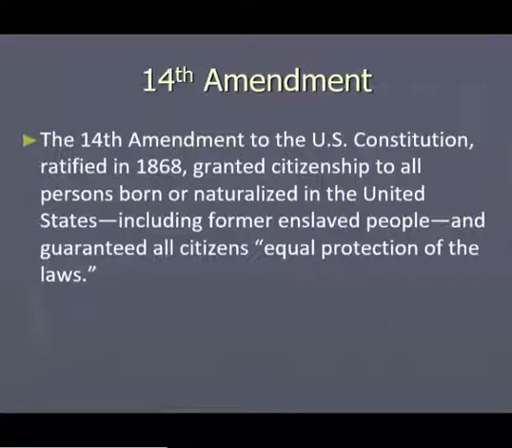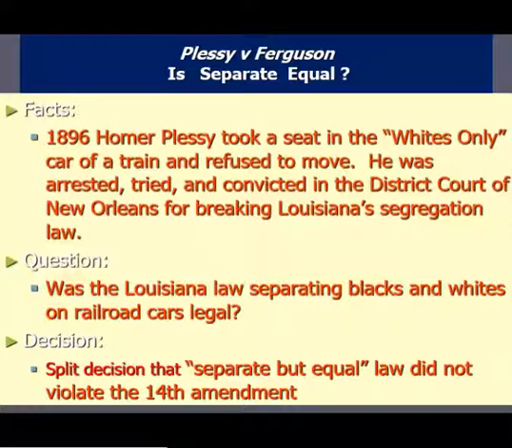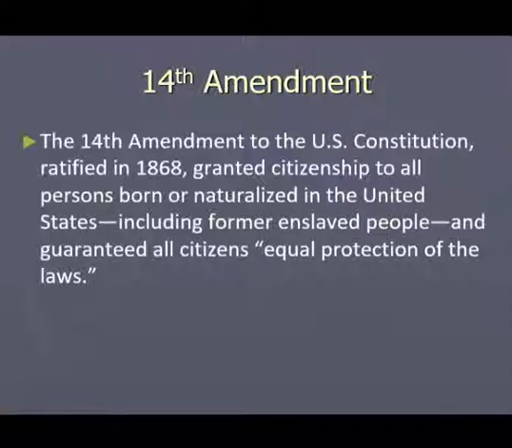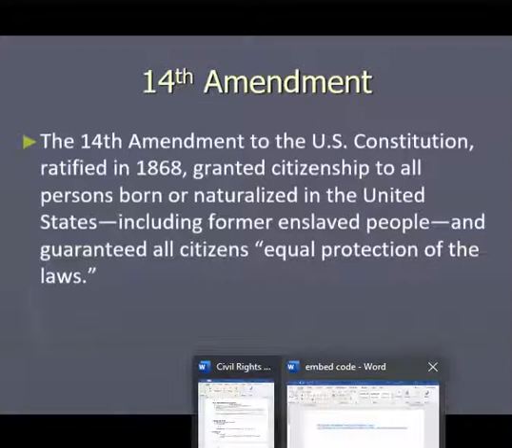So the 14th Amendment granted citizenship to all persons born or naturalized in the United States, including former enslaved people, and guaranteed all citizens equal protection by the laws. What Plessy versus Ferguson did was ask the question of whether separating blacks and whites on railroad cars was legal. This decision was split, but it did state that the separate but equal law did not violate the 14th Amendment, which, remember, gives all people equal protection of the laws.